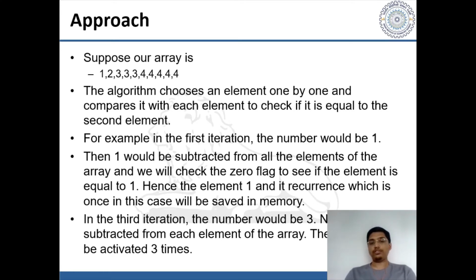Now how will it be done? Here, 1 will be subtracted from all the elements of the array and we will check the 0 flag to see if the element is equal to 1. Hence, the element 1 and its recurrence, which is once in this case, will be saved in the memory. Similarly, it will be done with 2 and 3.